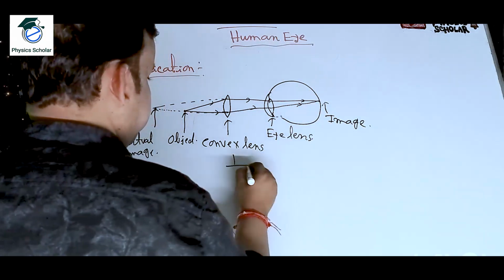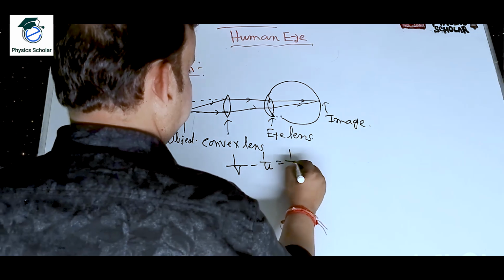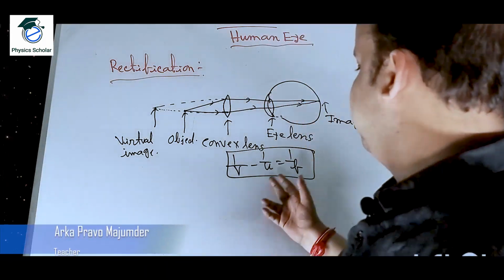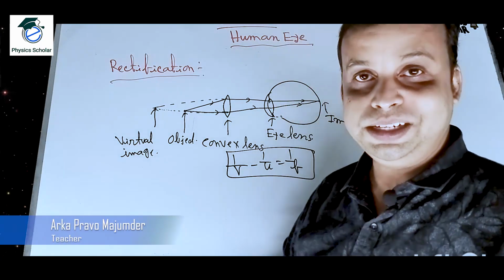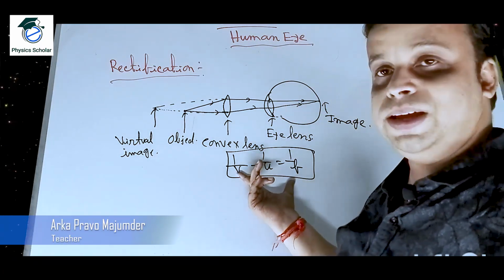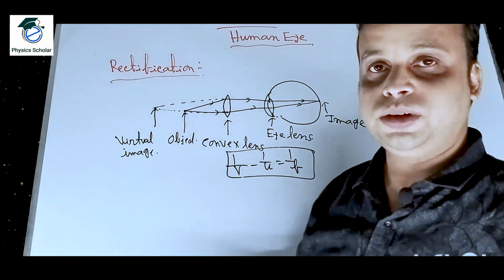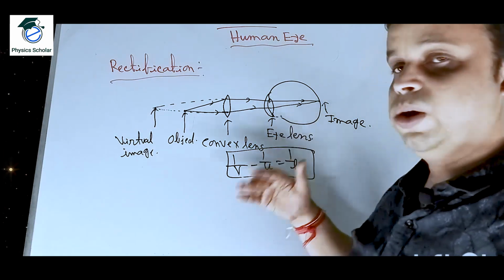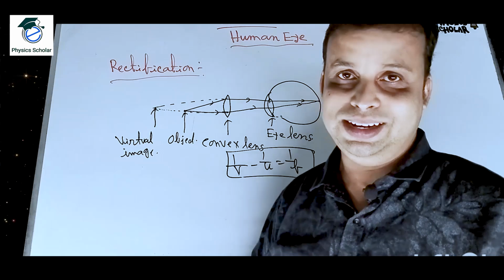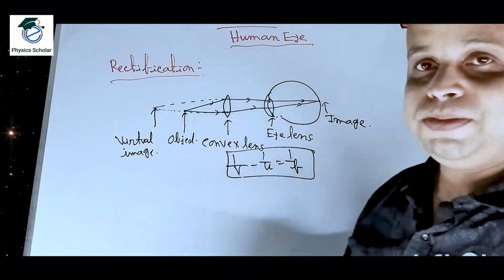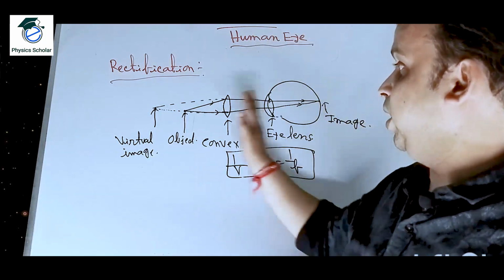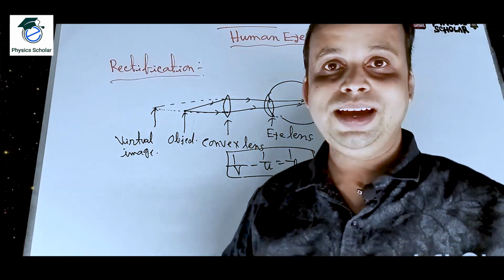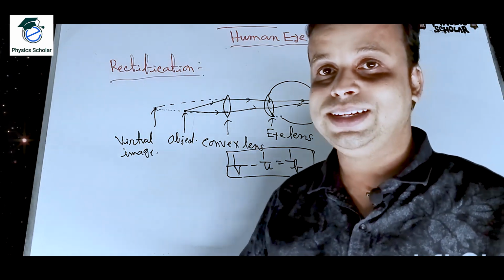The lens formula here, 1/v minus 1/u is equal to 1/f, will be applicable to find out the focal length or the image and object distance. If we know these and apply the sign rule, then we can easily find out the focal length of the lens. From the focal length we can also determine the power of the lens, which we give in the unit of diopter. So this is how we can rectify hypermetropia or long sightedness.